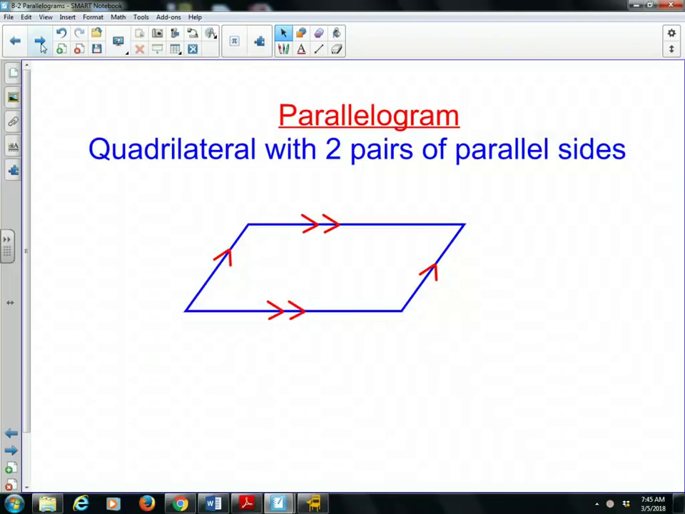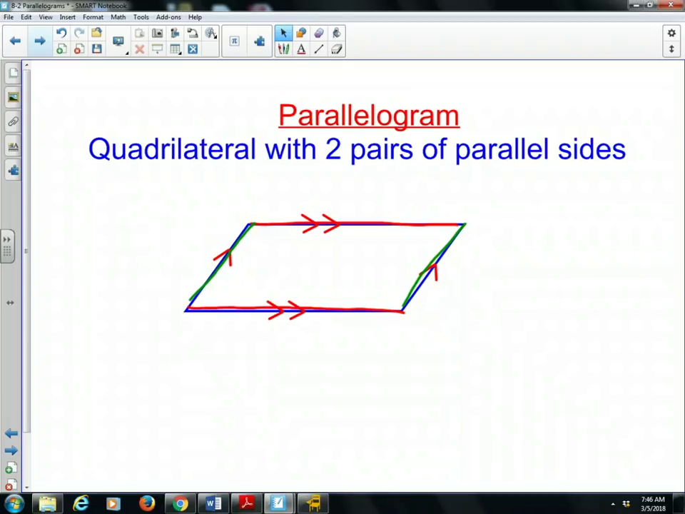So we'll define a parallelogram. A parallelogram is a quadrilateral with two pairs of parallel sides. So this side and this side are parallel. They will never ever touch each other. They have the same slope. And this line and this line are parallel. They have the same slope. So a parallelogram is a four-sided figure, a quadrilateral, with two pairs of parallel sides.